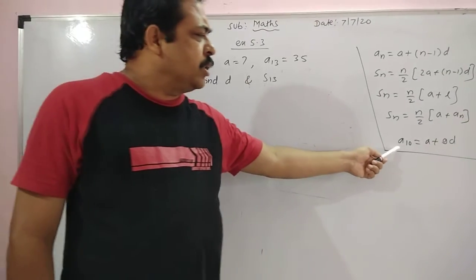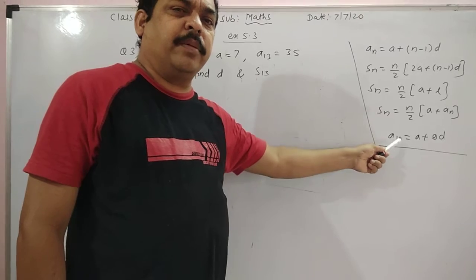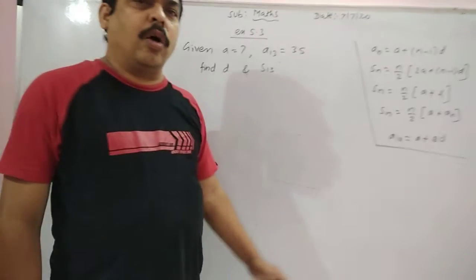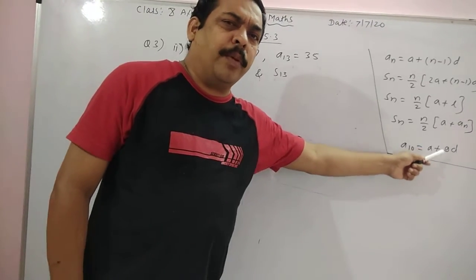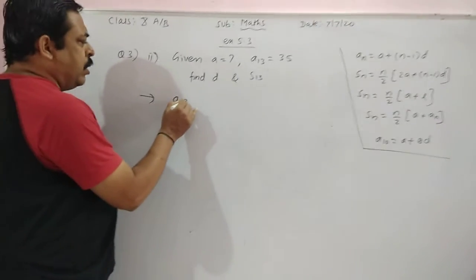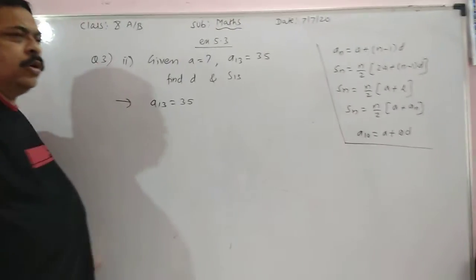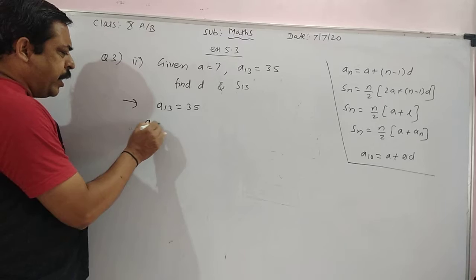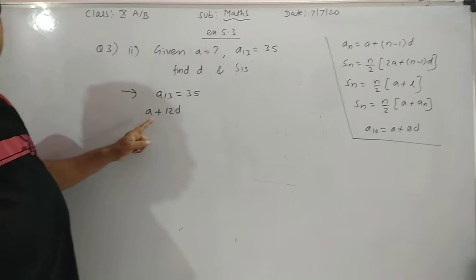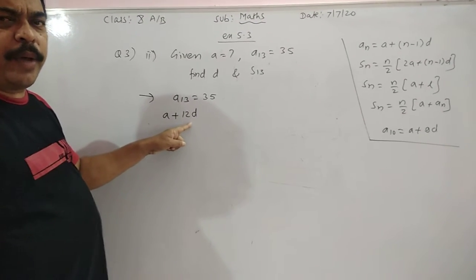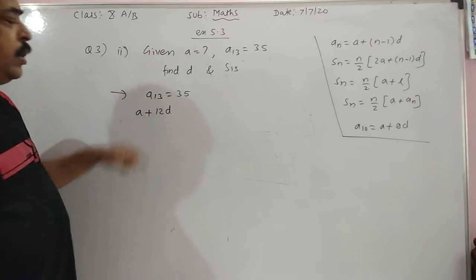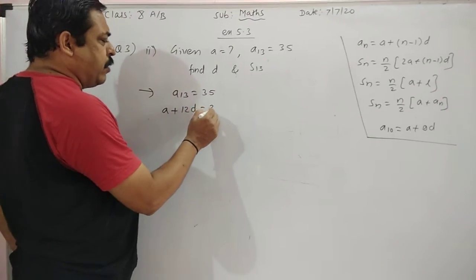A13, I just give one example. If A10 is given, then A10 can be written as A plus 9D. While finding the 10th term, we have to add 9 times the common difference to the first term. Here A13 is given as 35. To calculate A13, we have to add 12 times the common difference to the first term. Then we get the 13th term. A13 is equal to A plus 12D equal to 35.